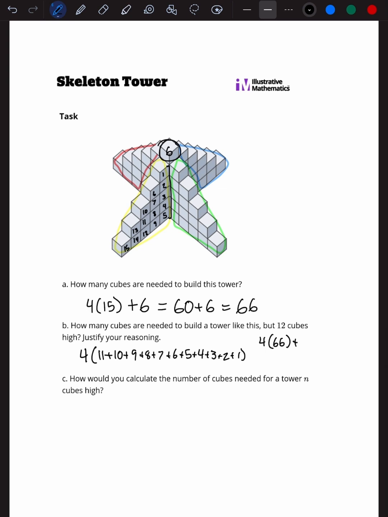And we have to make sure to add that last one. This one was 11, so we know the higher one is going to be 12. Then we get 264 plus 12, which totals to 276.